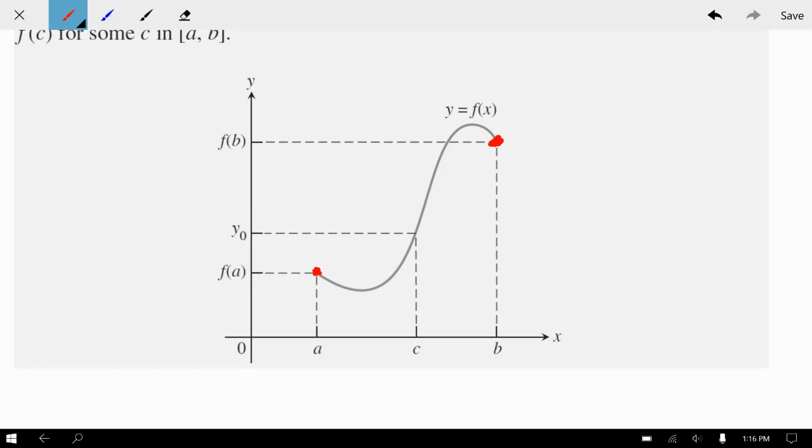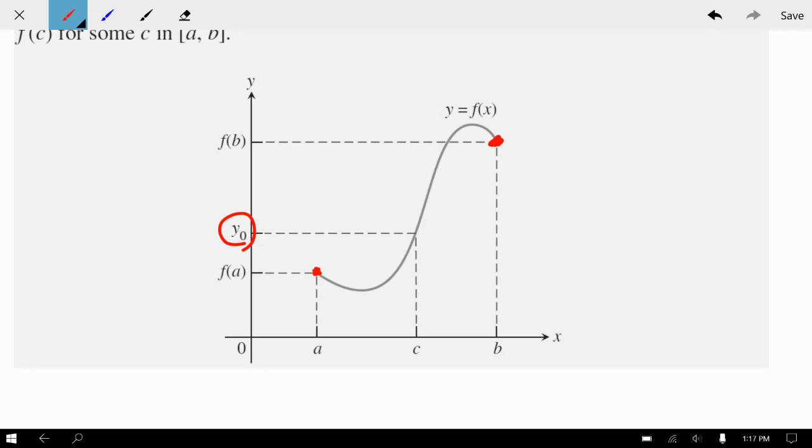And so the question would be, if my function value goes from f of a to f of b, did I have to have a point in my domain where the function value was equal to this y naught, which is a number that's somewhere between f of a and f of b? And so if you think about it, if you're in your car, if you accelerate from 10 miles an hour to 40 miles an hour, at some point were you going 25 miles an hour? Obviously, yes.